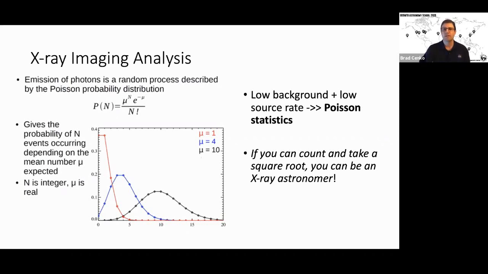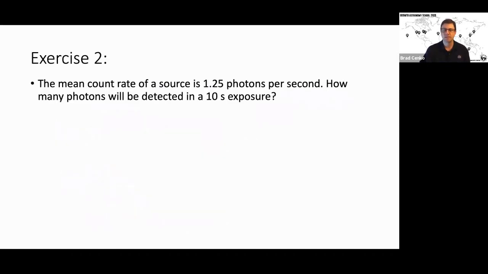So I want to have another little exercise here just to get you thinking about Poisson statistics. Imagine we're looking at a source with an X-ray telescope. We know from earlier observations that this source has an average count rate of 1.25 photons per second. You just know how bright it is. It's a steady source. It's not varying. We have the same instrument, all this information. How many photons would you expect to detect in a 10-second exposure?